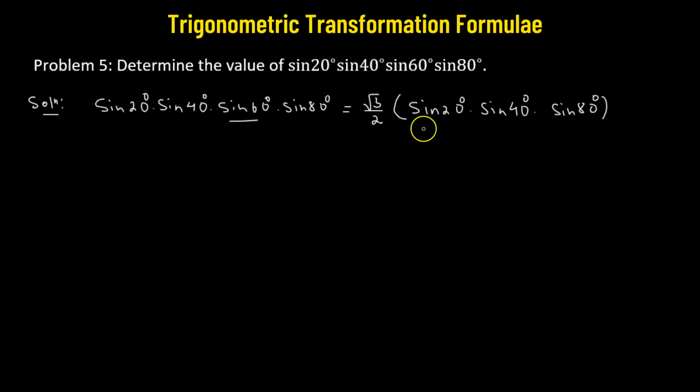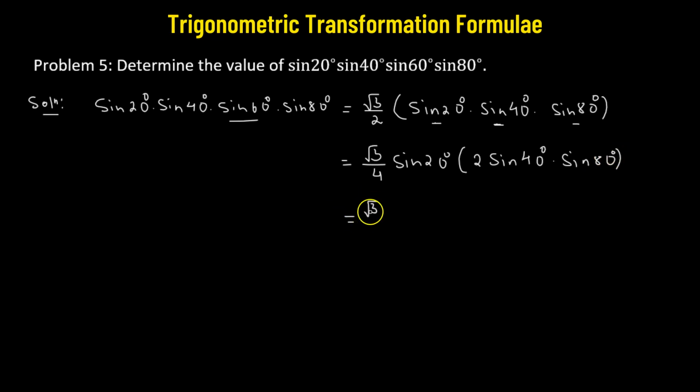Okay, so up until now in the previous problems we have always considered the first and the second trig function. So let's do one thing. Let's use the second and the third function and let's see what kind of result we get. Here we'll need a factor of 2, so we'll multiply and divide by 2. That gives us square root of 3 over 4 times sine 20 degrees, which we keep outside, and we have now 2 times sine 40 degrees times sine 80 degrees. Right. So this will be equal to square root of 3 over 4 times sine 20 degrees.